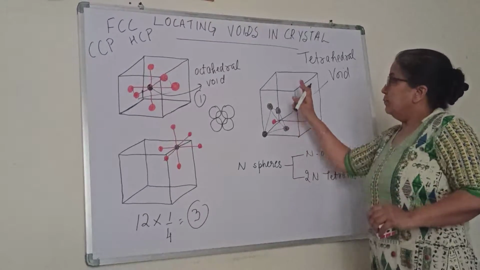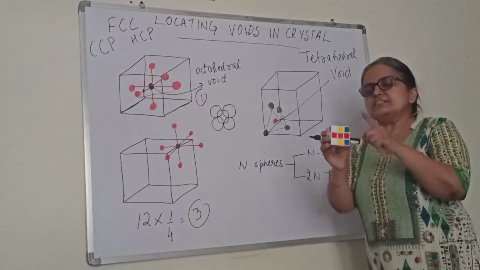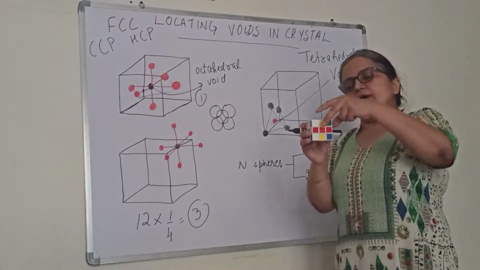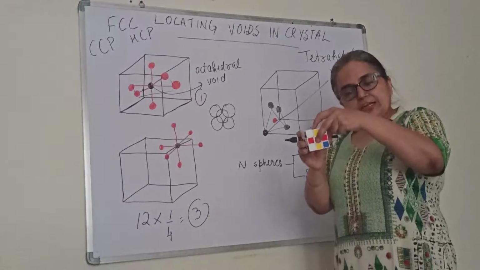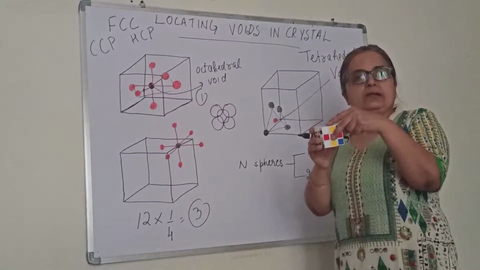Is it clear? Because what was FCC? All corners and the centers of the faces are there. See, this is one corner. At this corner, there are 3 faces meeting, 3 face centers, each with a particle, and one at the corner. Between these is one tetrahedral void.